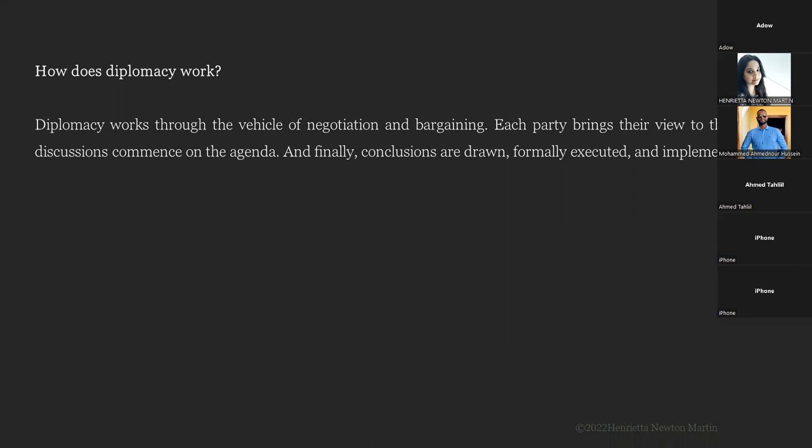So that is the vehicle. Diplomacy works through the vehicle of negotiation and bargaining. Each party brings their view to the table and discussions commence on the agenda. And finally, conclusions are drawn, formally executed, and implemented.